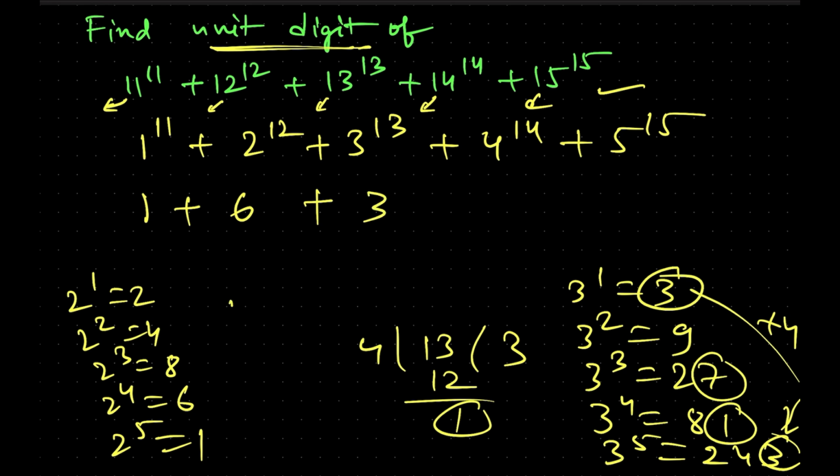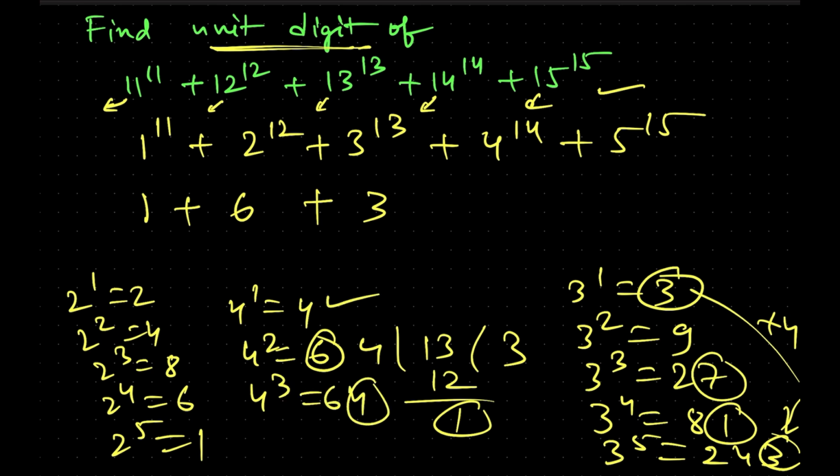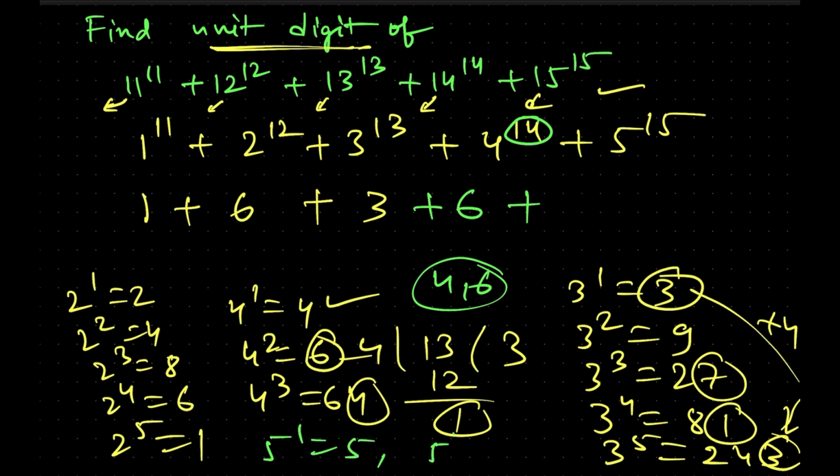Similarly for 4, 4 squared is 16, so 6 will be at the final unit place. 4 cubed is 64, so again we get 4. So either we will get 4 or 6, so the cyclicity of 4 is either 4 or 6. When the power is odd we get 4, and when it is even we get 6. So here we can see the even power, so we will get 6. And for 5, at any power of 5 we get 5 only at the units place, like here also 5 to the power 15, so we will get 5.